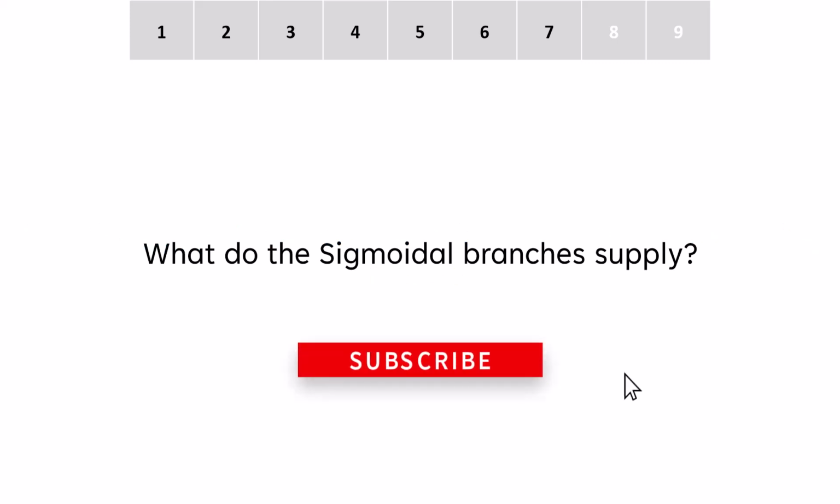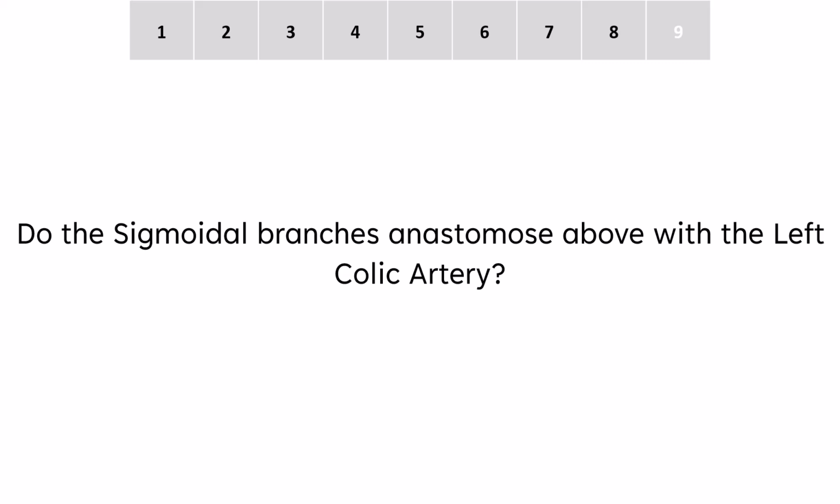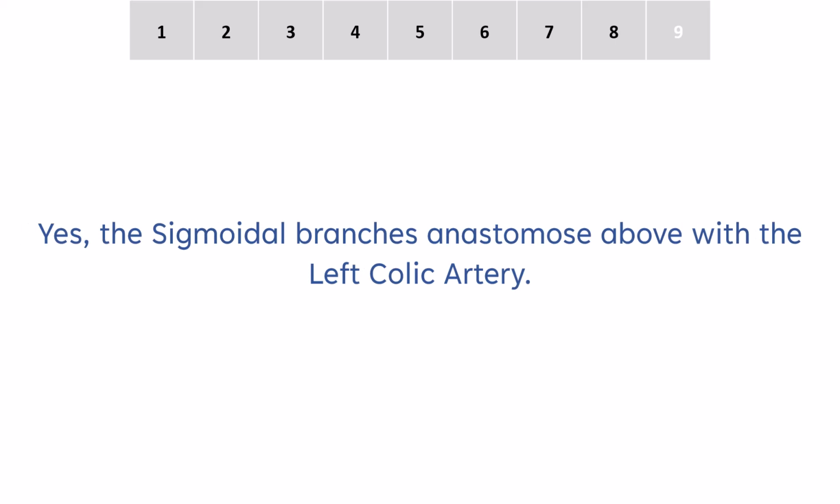What do the sigmoidal branches supply? The sigmoidal branches supply the lower part of the descending colon, the iliac colon, and the sigmoid colon. Do the sigmoidal branches anastomose above with the left colic artery? Yes, the sigmoidal branches anastomose above with the left colic artery.